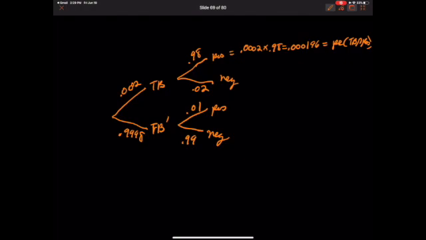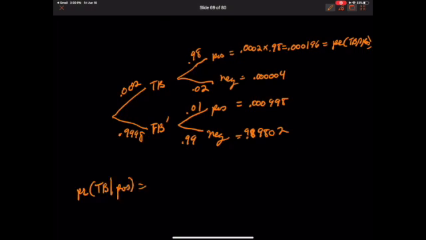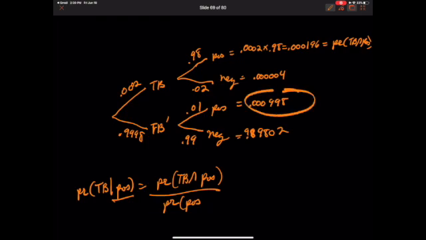Okay. The other products are 0.000004, 0.009998, and 0.989802. Okay? So if I want to know the probability that someone has TB, given that they already have a positive test, that's going to be the probability of TB intersect positive over the probability of positive. Well, what's the probability of someone being positive? It's going to be this and this.